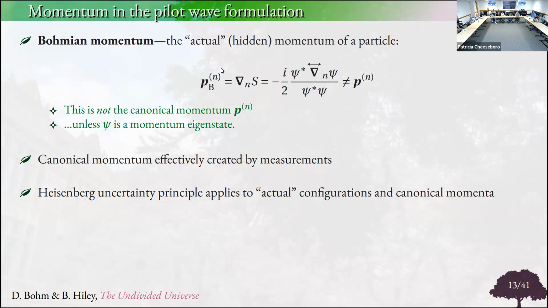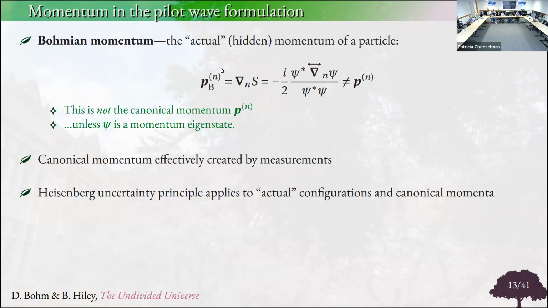So in something like the ground state of the hydrogen atom, according to the pilot wave interpretation, the electron is just sitting there a fixed distance from the proton, never moving. But of course, that's not what you would actually measure if you were to measure the momentum of the electron. It would always be non-zero. It would obey the Heisenberg uncertainty principle.